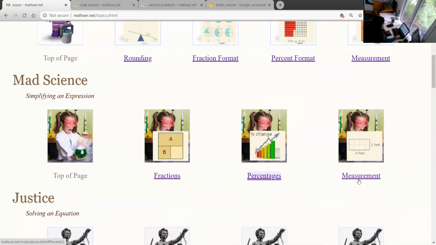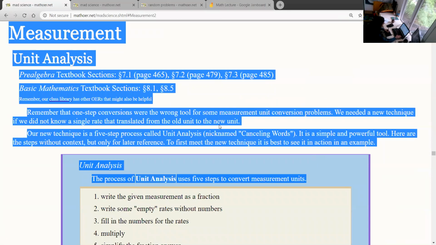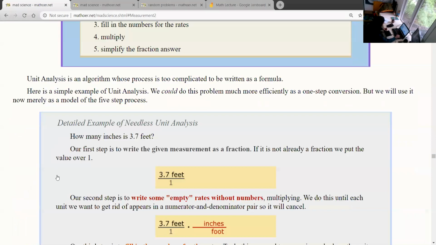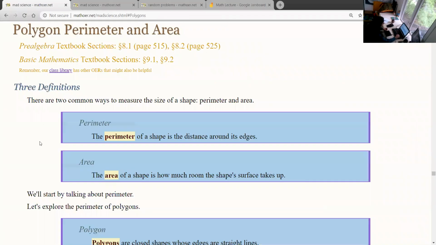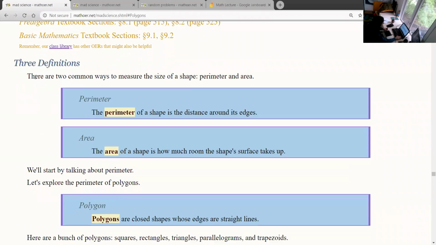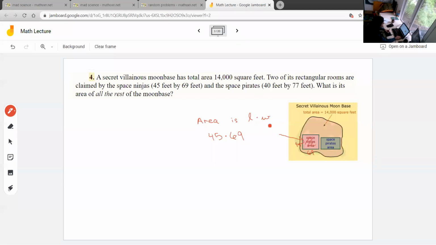Actually, I can go back down here. Polygon perimeter. So we want to remember the difference, and this is kind of the point of this problem. The perimeter is when you're walking around the edges, and the area is when you're trying to paint it. So use the right formula, and area is length times width.